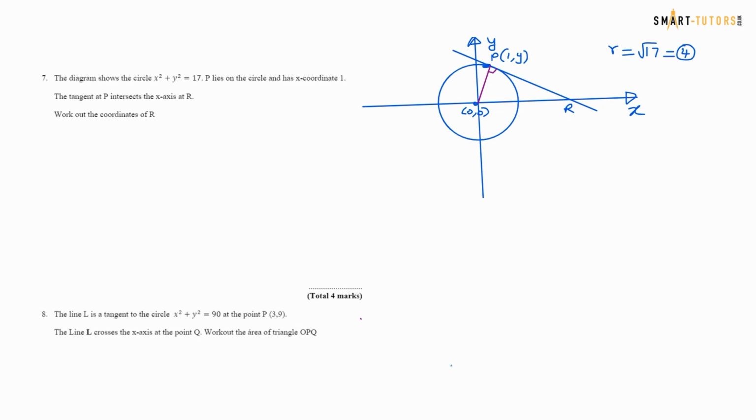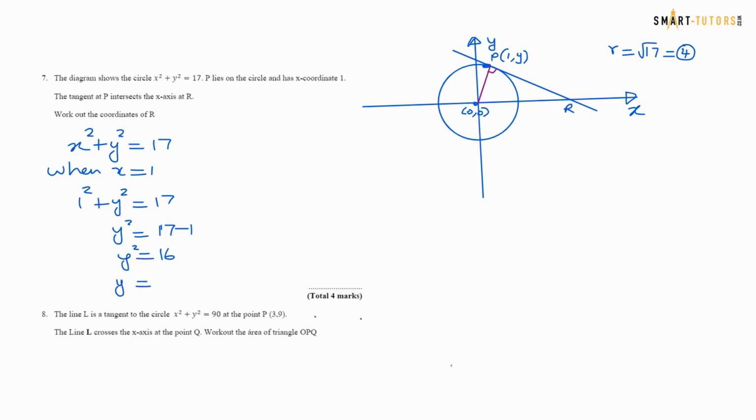And now the important thing is they haven't given the y coordinates. Let's say x squared plus y squared equals 17. So when x equals 1, you can substitute: 1 squared plus y squared equals 17. So y squared equals 17 minus 1, which is 16. So y squared 16 means y equals plus or minus 4. Minus 4 is not possible, so they already said it's going to be on this right hand side. So it has to be positive 4.